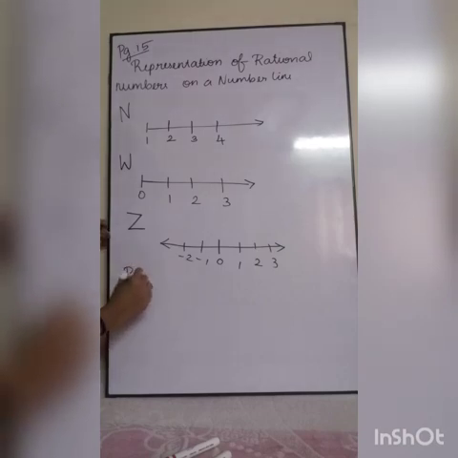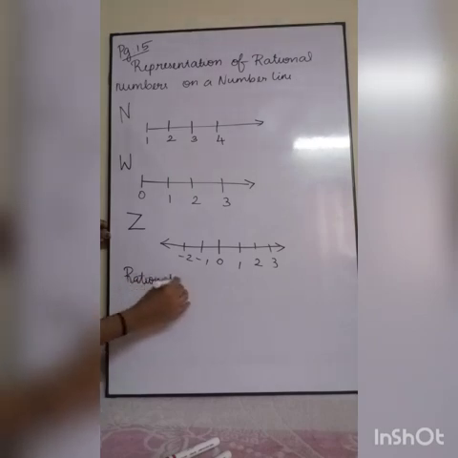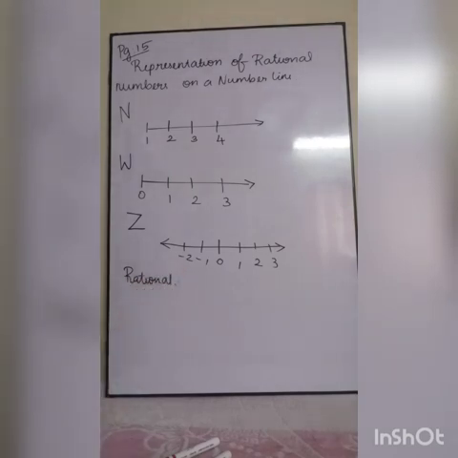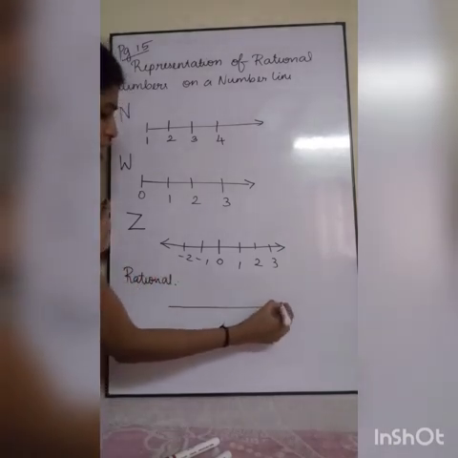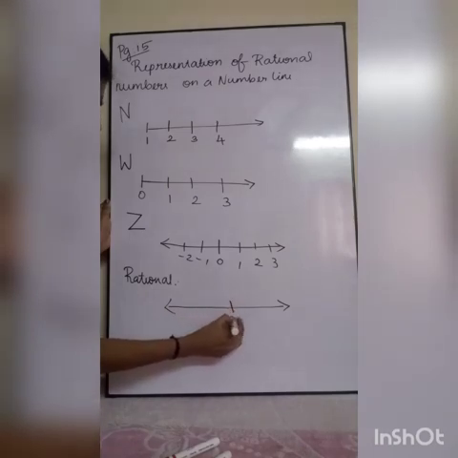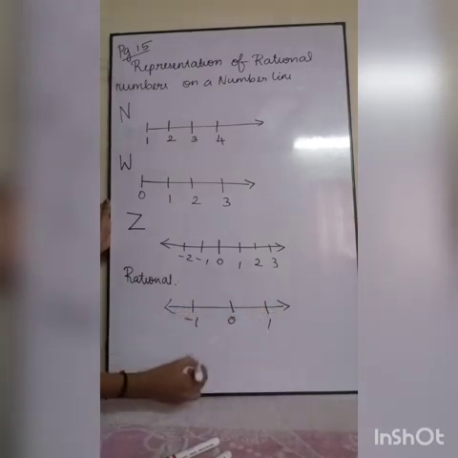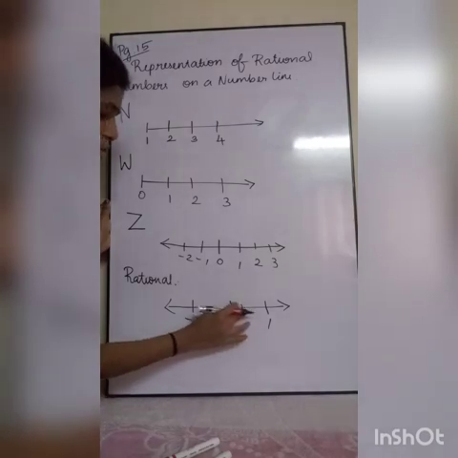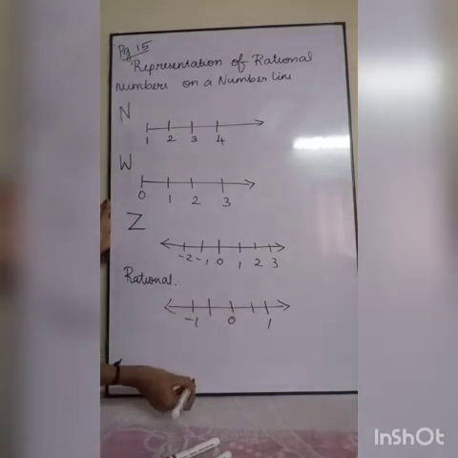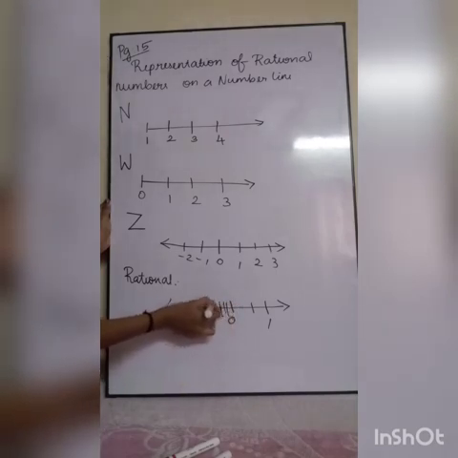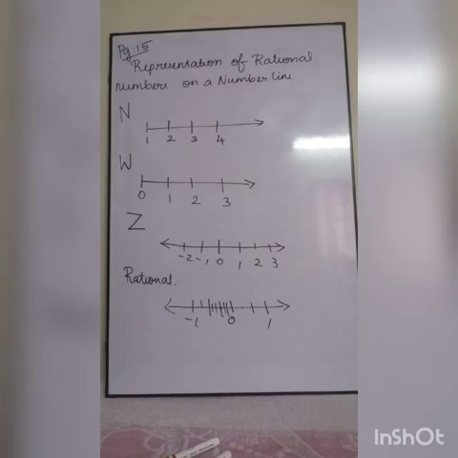Rational numbers. In the previous grade, in 7th grade, you have learned that between two numbers there will be infinite rational numbers. Based on that only you are going to draw the rational number line. If there is 0, minus 1 and 1, here also one rational number will be there, here also, anything like that. Many, which means countless, rational numbers will be there between two numbers.